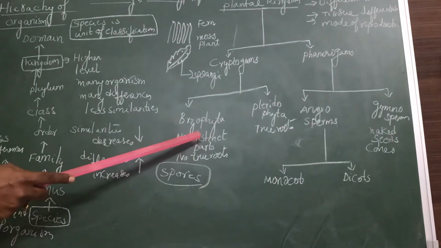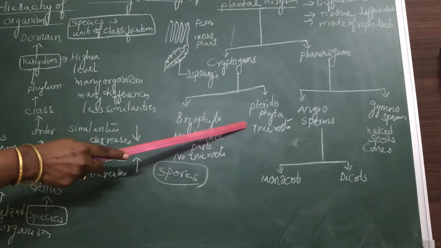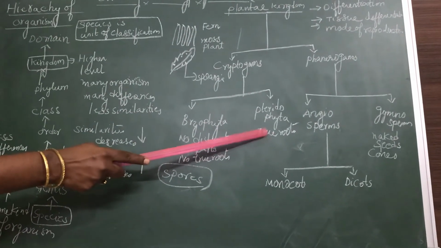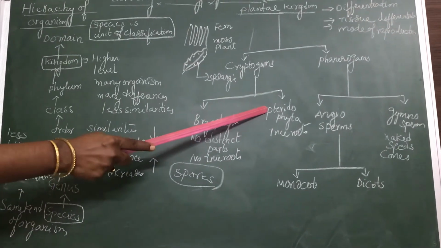Cryptogams are divided into bryophyta and pteridophyta. Bryophyta do not have any distinct parts, no true roots, whereas pteridophyta have small roots, small stem and small leaves, with true roots. Based on the roots, they are divided into bryophyta and pteridophyta.